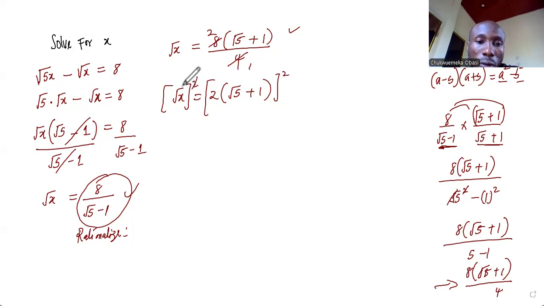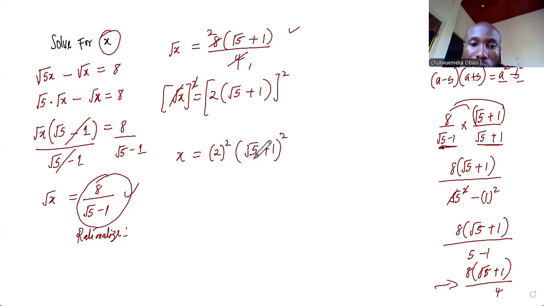So this square, we take off this square root, so we have just x. And remember, the mission is to find the value of x. So that's why we are squaring both sides. This guy becomes 2 squared, and we have the square root of 5 plus 1 in brackets squared. When you have ab all squared, it's going to become a squared times b squared. So this becomes 2 squared times this guy squared. I hope you get it.